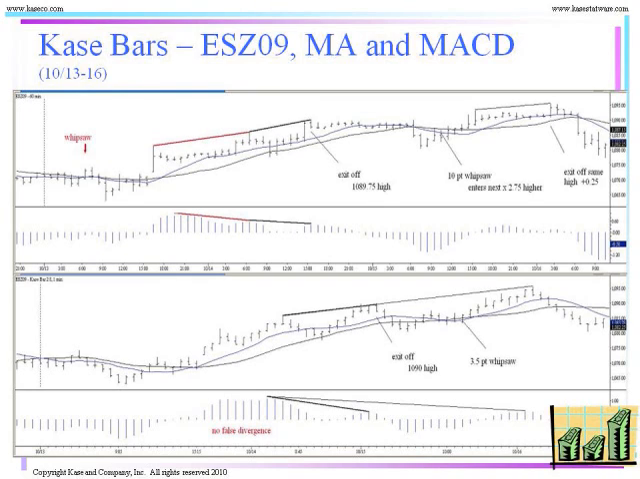Then moving forward, there's another momentum divergence which would trigger an exit. It confirms at 1089.75 on the time chart. It confirms at 1090 on the case bar chart. So it confirms at a better price on the case bar chart. And then following that, there's another whipsaw.